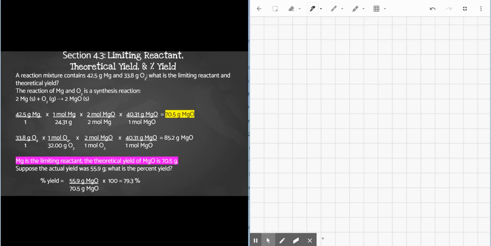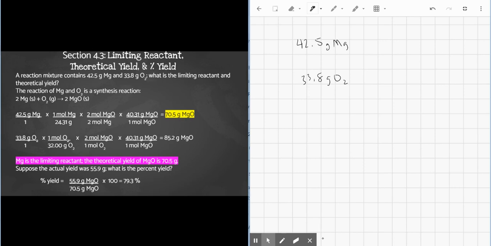Hello, we're going to go over AP Chemistry, Chapter 4, Section 3 on limiting reactants, theoretical yield, and percent yield. So for a mixture containing 42.5 grams of magnesium and 33.8 grams of oxygen, what is the limiting reactant and the theoretical yield?